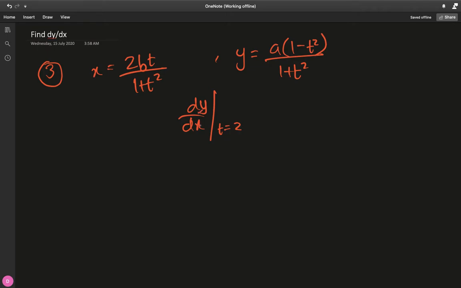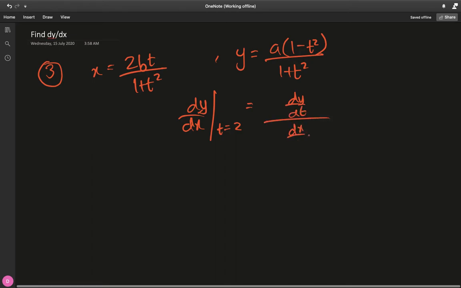And although conventionally we had dy over dx being a function of x, since everything is parameterized with t here, this will be a function of t. That's why you have to plug in t equals 2 later on. So again, we do as we've always done: dy over dt divided by dx over dt, all evaluated at t equals 2. So let's find dy over dt.